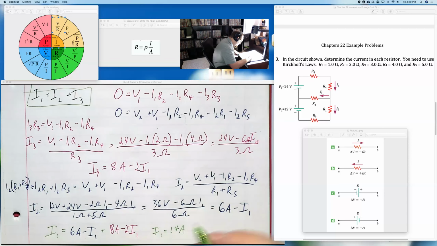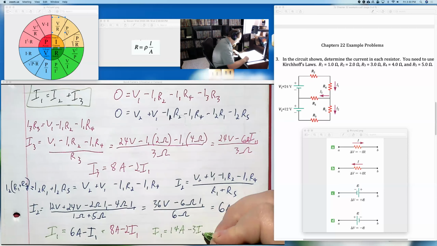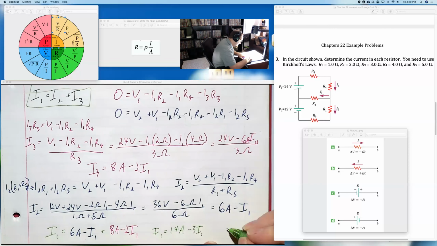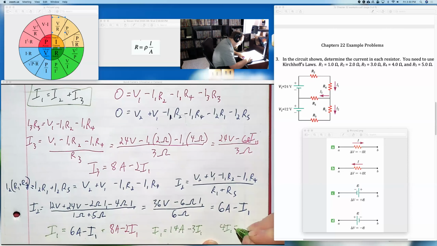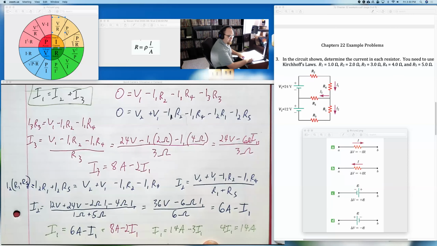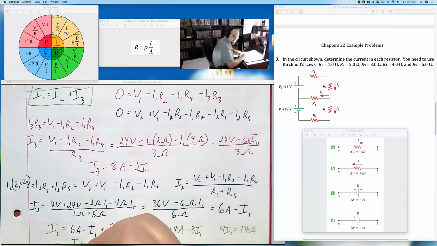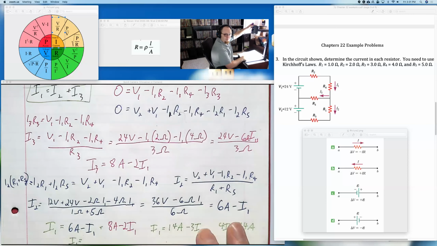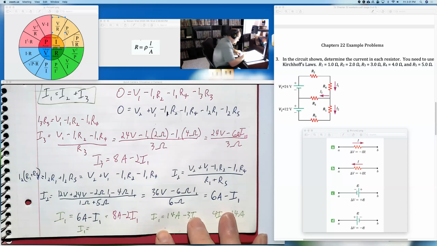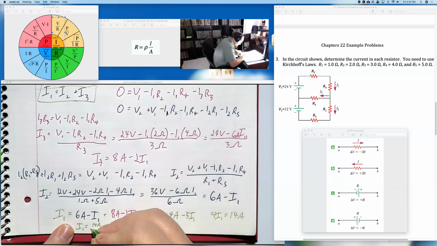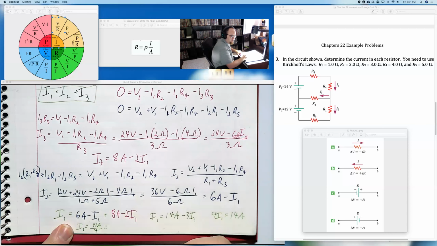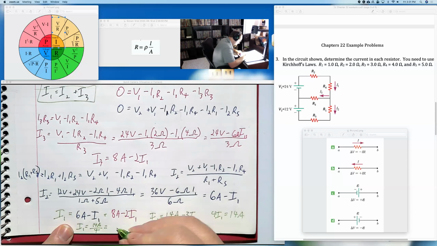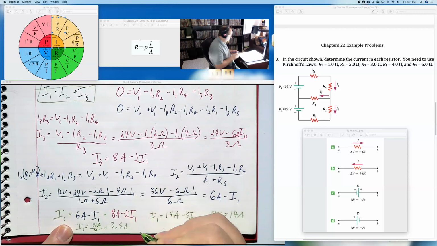2 and 1. I'll add this 3I to both sides. Running out of space. And then that means I1 equals 14 amps over 4, which is half of 7. So it should be 3.5. And there you go. That's one of them.